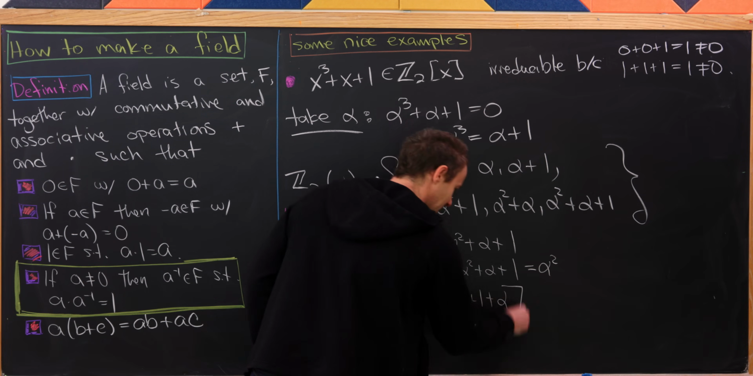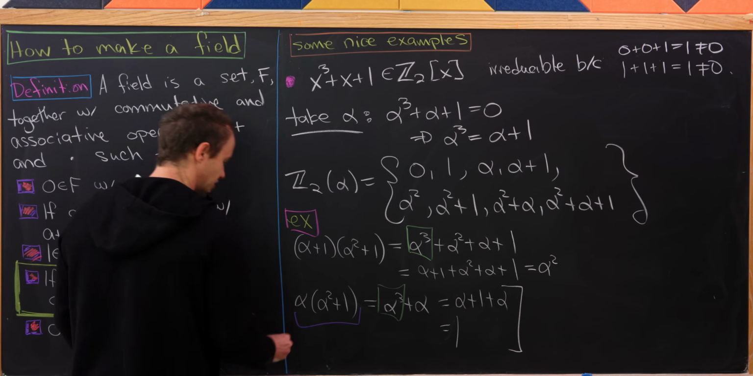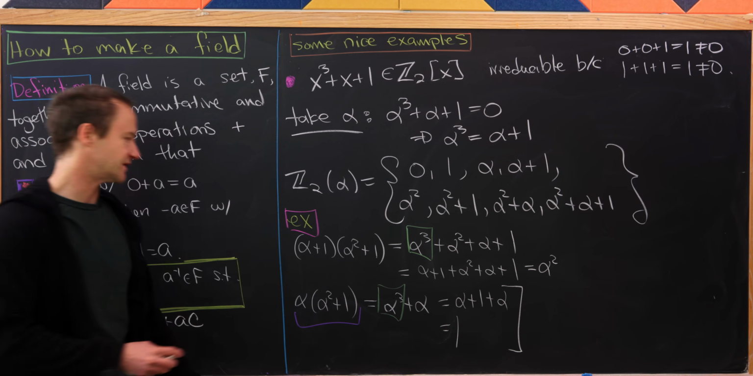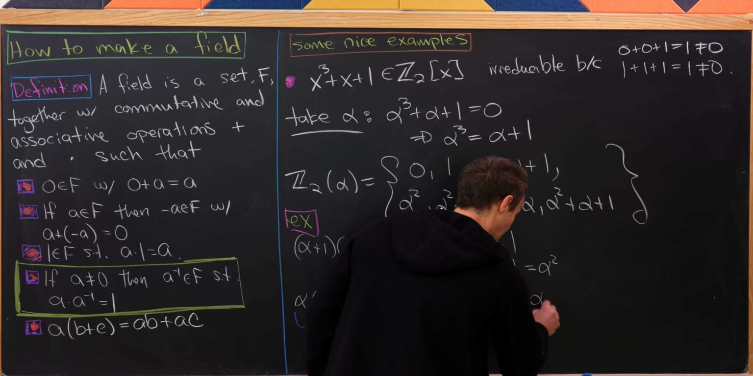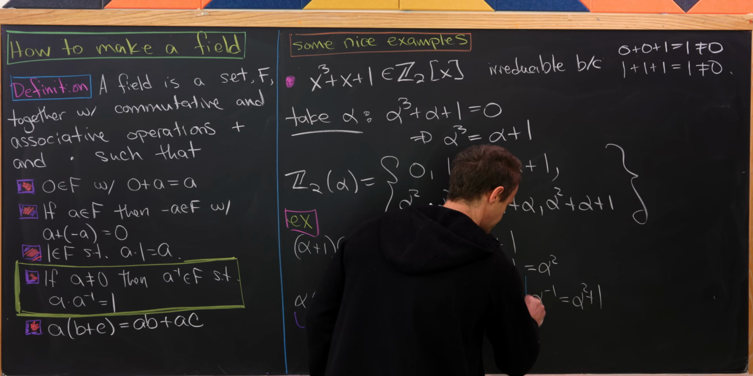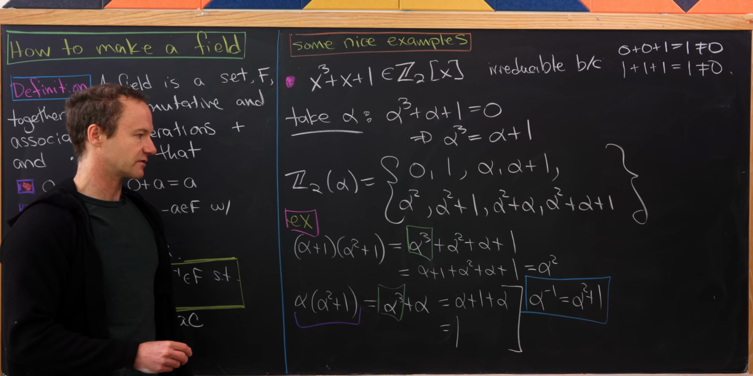Oh, but what does that tell us? That tells us that we found an inverse pair relationship. So alpha and alpha squared plus 1 are inverses of each other. In other words, we have alpha inverse is alpha squared plus 1. Great. So there we've got, like I said, an inverse pair relation.